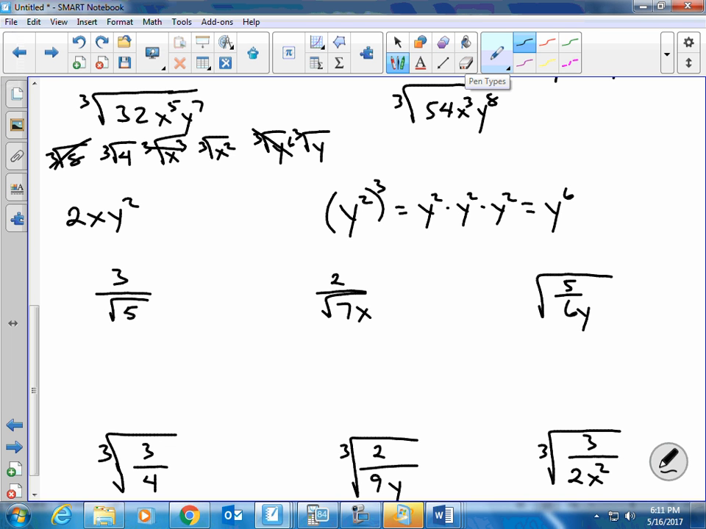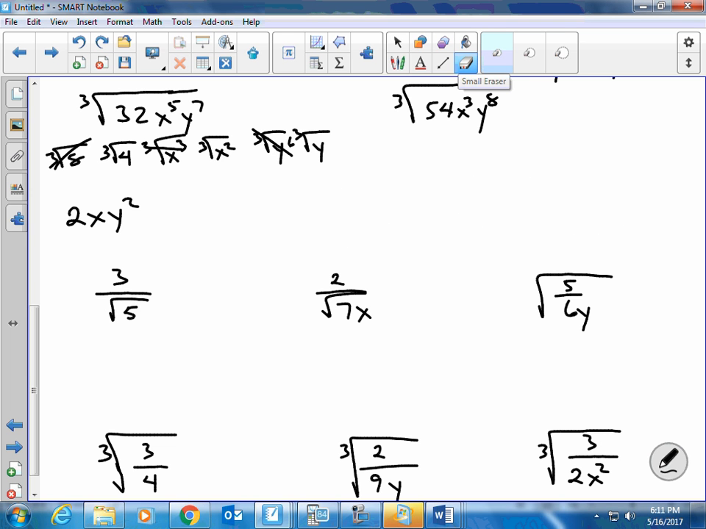So another little shortcut is if you're taking cube roots and you have variables with exponents, you can simply divide the exponents by 3. All right, what's left inside? Don't forget your cube root symbol. I have a 4, I have an x squared, and I have a y.